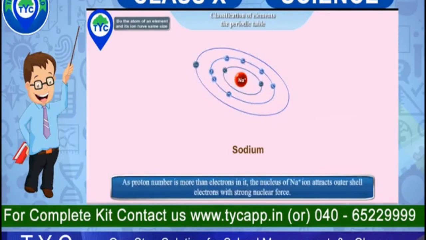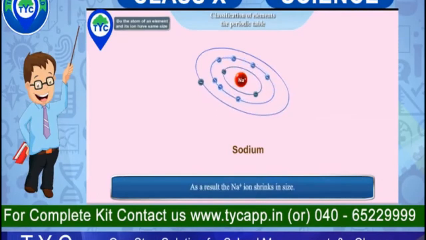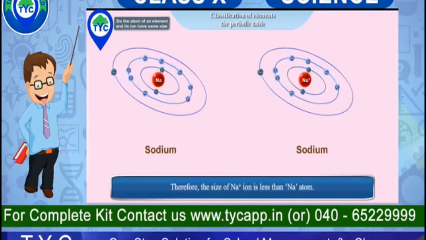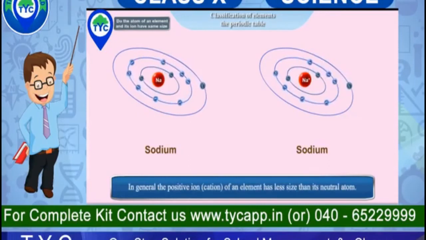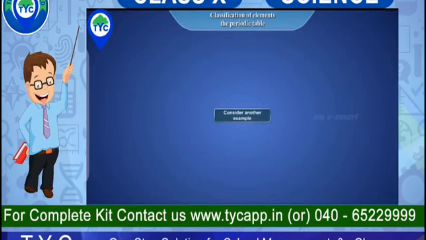As proton number is more than electron number in it, the nucleus of Na plus ion attracts outer shell electrons with strong nuclear force. As a result, the Na plus ion shrinks in size. Therefore, the size of Na plus ion is less than Na atom. In general, the positive ion of an element has less size than its neutral atom. Consider another example.